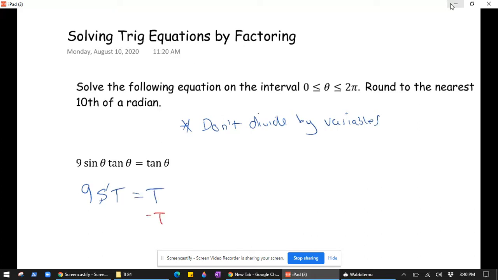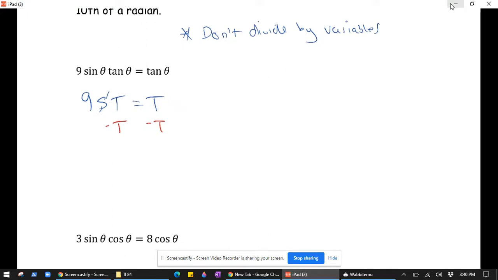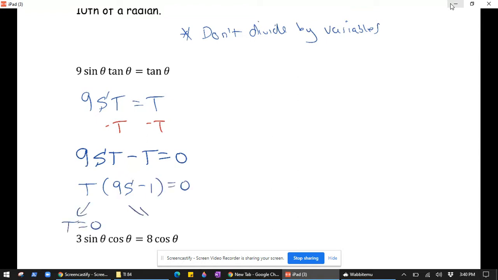We're going to subtract t from both sides, so this becomes 9st minus t equals 0, and then I can factor out a t from both terms. So t times (9s minus 1) equals 0. So this tells me that t equals 0, and this tells me that s is equal to 1/9. Okay, so now we've got to do the trigonometry.